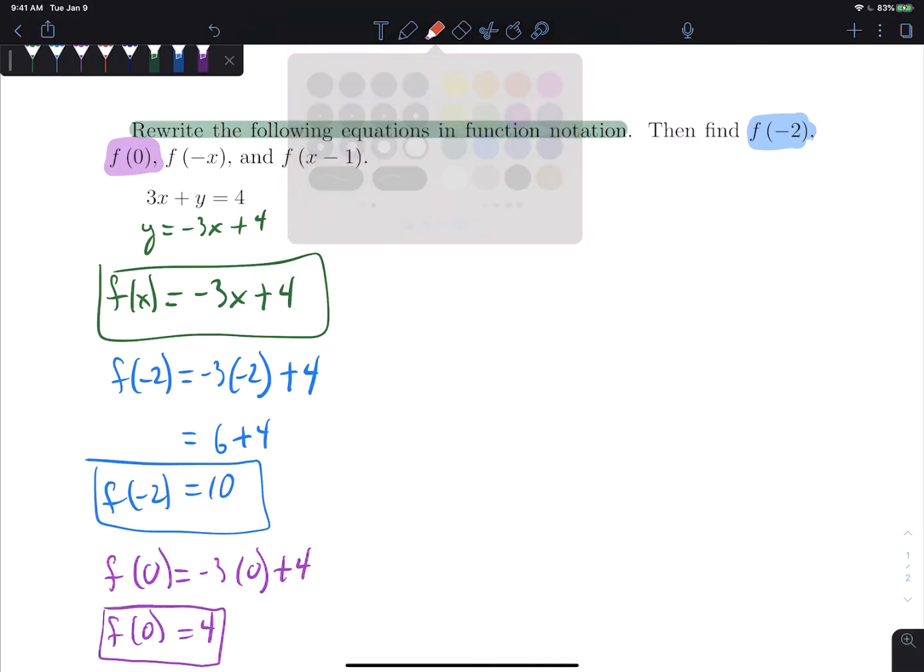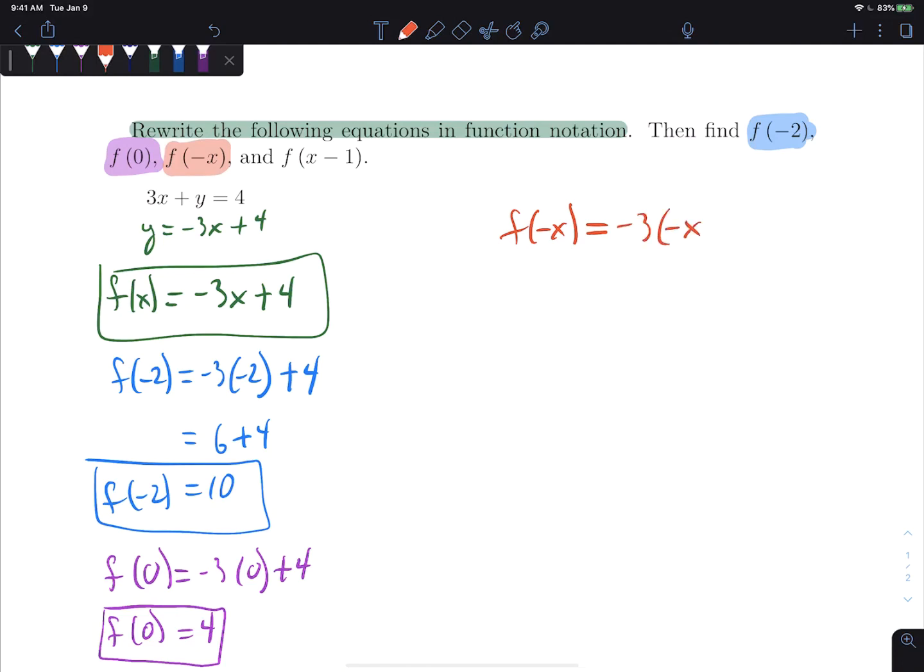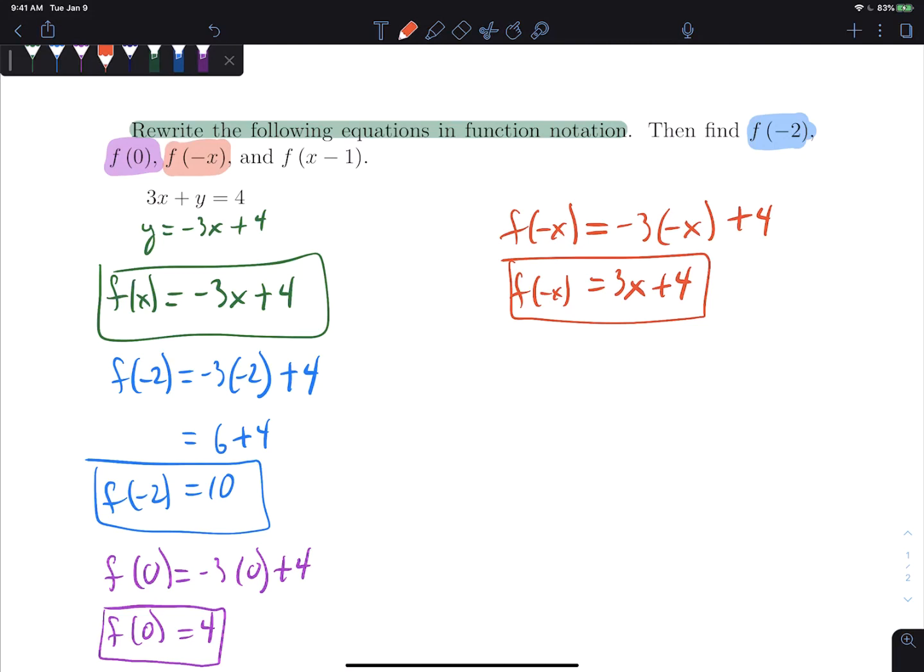Next, let's look at f of negative x. So that means that for f of negative x, the x in the original function gets replaced with negative x. So this becomes negative 3 times negative x plus 4. And then just simplify. Negative 3 times negative x is positive 3x, and 3x plus 4 is at the end. And notice again, this is just a polynomial. That's perfectly fine. There's nothing wrong with that. So f of negative x equals 3x plus 4.